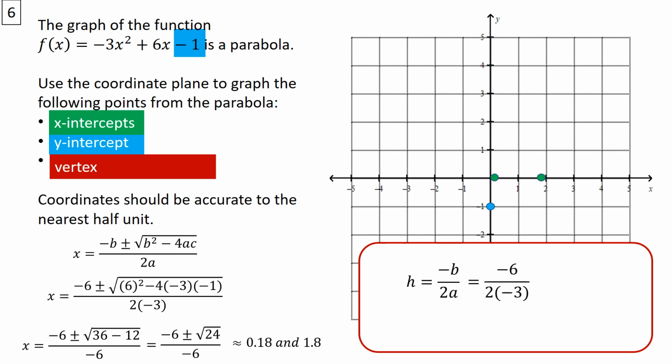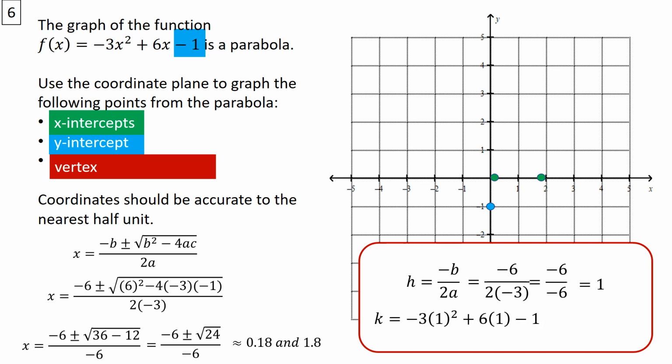So that's going to be -6 over 2 times -3. That's going to give us 1. So my x coordinate is 1. But 1 what? Not 1, 0. Probably not 1, 1. Maybe 1, 2, 1, 3, something like that. Maybe somewhere in between there. So how do I know for sure? Plug it in.